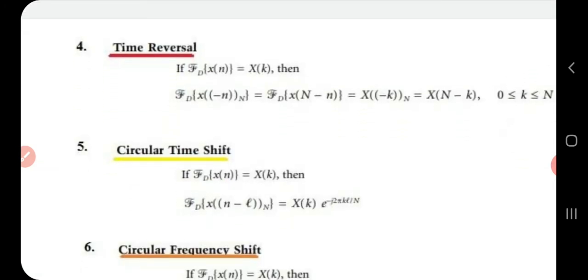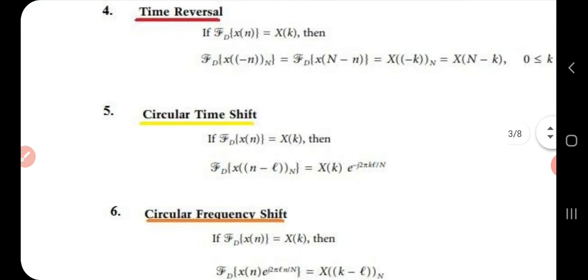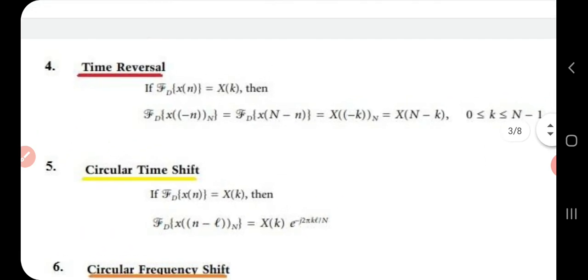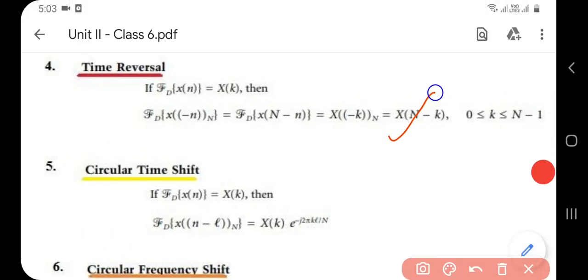If DFT of x of n is equal to X of k, then DFT of x of minus n is equal to X of N minus k. There is no need of writing these steps. Just write if DFT of x of n equal to X of k, then DFT of x of minus n, which shows time reversal of n, equal to X of N minus k, with k within the limit 0 to N minus 1.